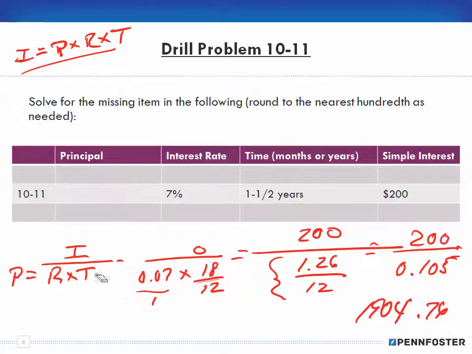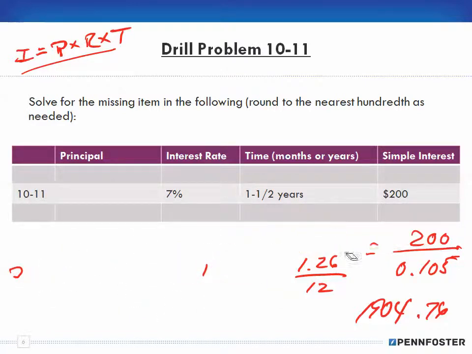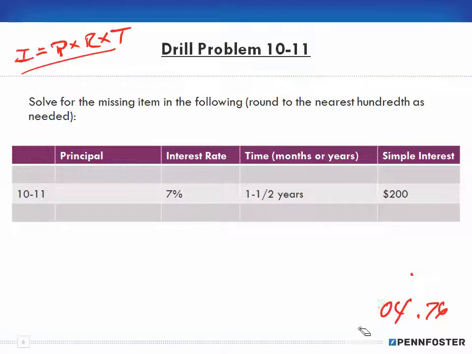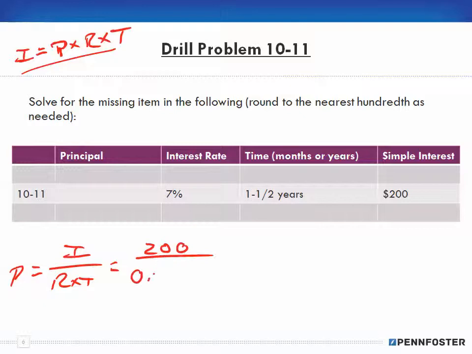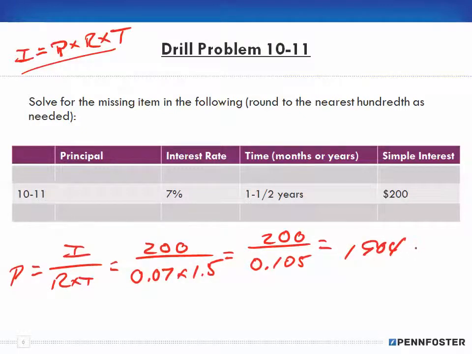All right, so I hope you got that. Let me just quickly go back over the numbers as a review. So principal was equal to interest over rate times time, which is equal to 200 over 0.07. And I could have done it like this, times 1.5 years, because I know these are annual. And that would have given me 200 over 0.105. And that would equal $1,904.76, which is our answer.